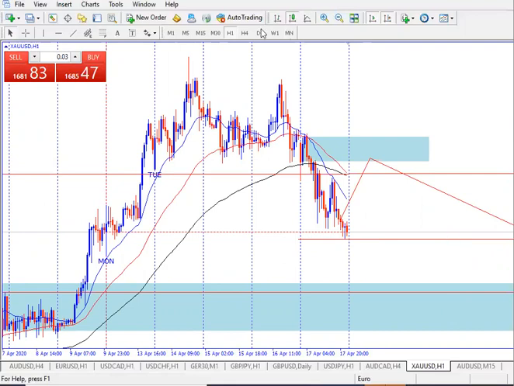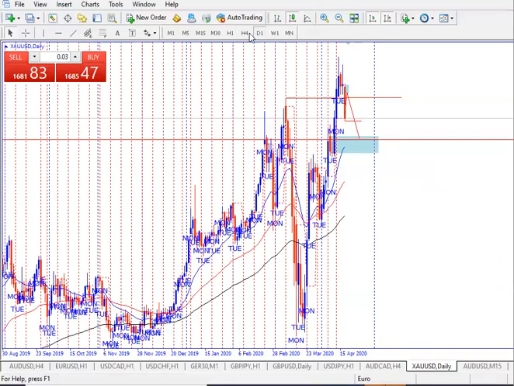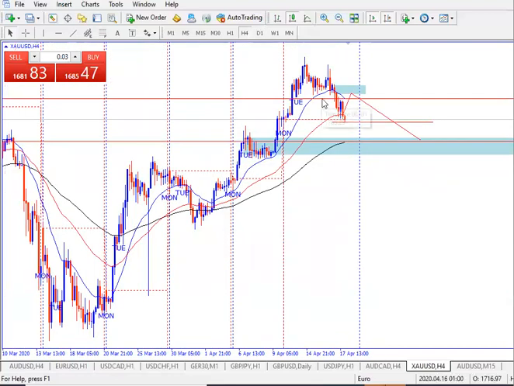I'm using the previous day. I'm using the daily chart. I'm using the 4 hour chart. It's took out the low, confirmed the daily direction. And it's going to come back into the area of origin, which is here.